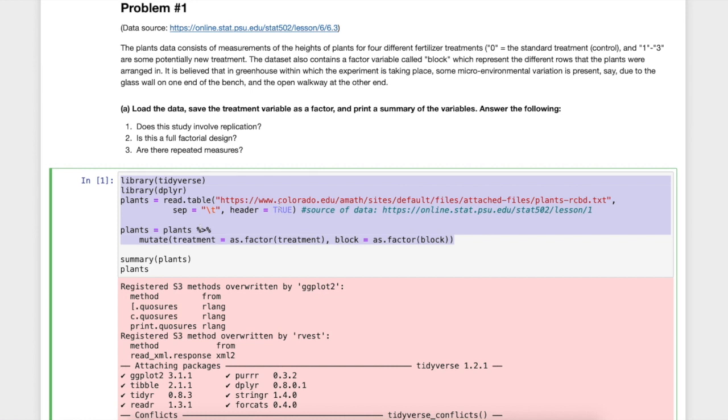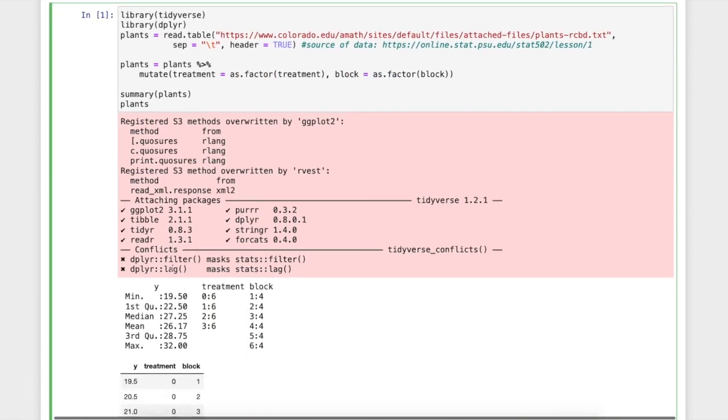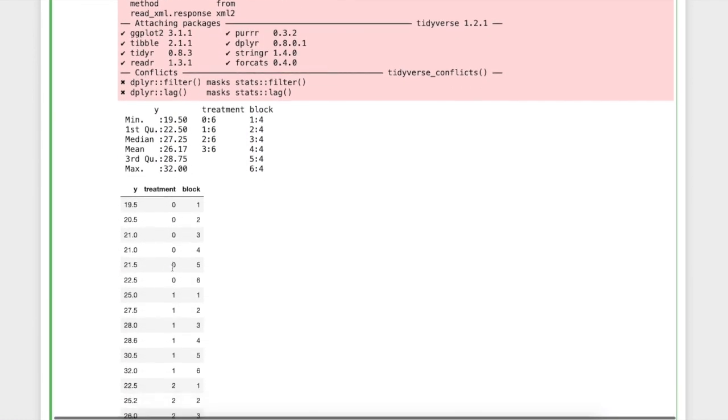And in addition to doing that, I also want to think about a few different questions from earlier lessons, like, does this study involve replication? Is it a full factorial design? And are there repeated measurements? In order to answer those questions, we'll have to look down here at the data.